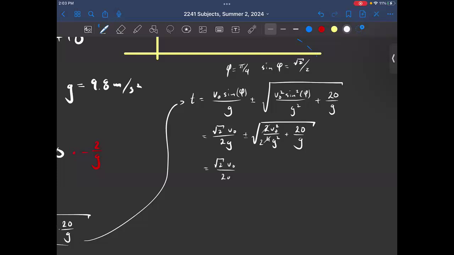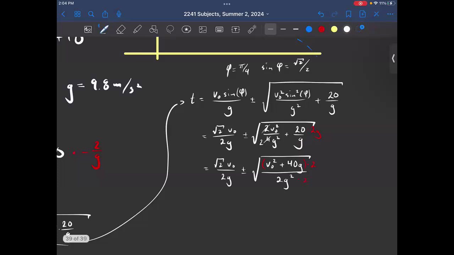Over 2g plus minus square root, and let's have a common denominator of 2g squared, which means that I need to multiply this by 2g. So we have square root of v0 squared plus 40g over 2g squared. And actually, let's go ahead and multiply that 2 back in. We shouldn't have canceled, so that we can have 2g on the bottom of everything.